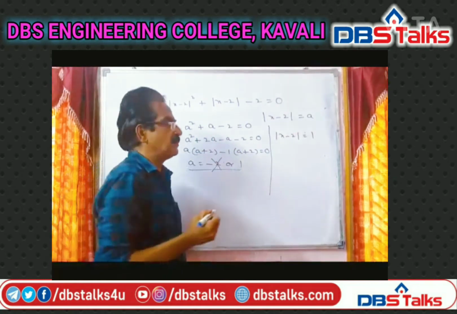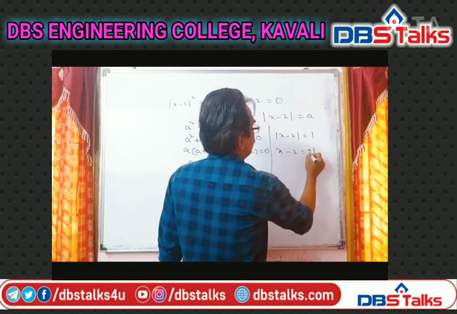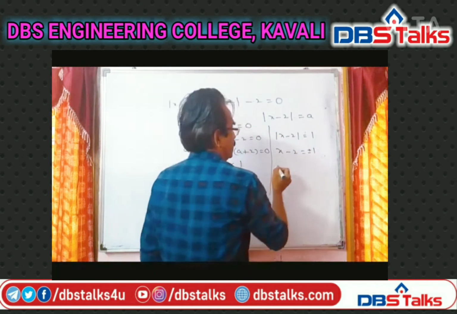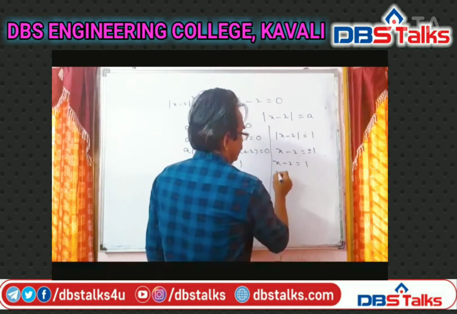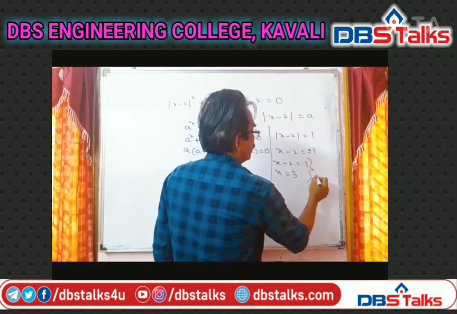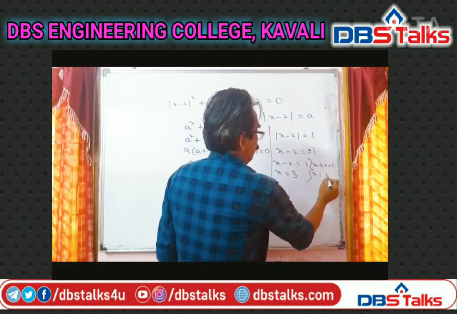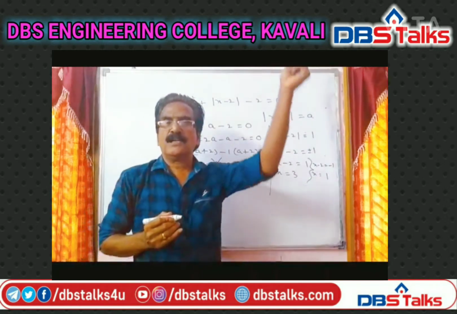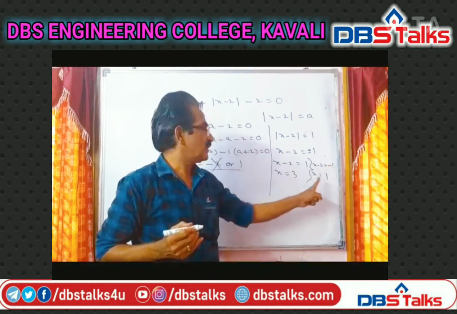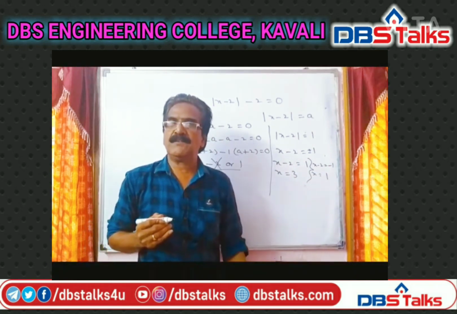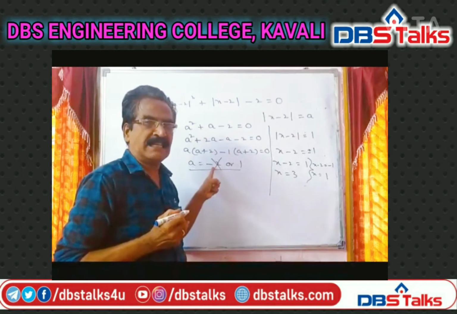If mod x minus 2 is equal to 1, then x minus 2 is equal to plus or minus 1. If x minus 2 is equal to plus 1, then x is equal to 3. If x minus 2 is equal to minus 1, then x is equal to 1. So what are the two real roots? One is 3, one is 1. So the sum of these two roots, 3 plus 1 is equal to 4, is your answer friends. This we are not considering.